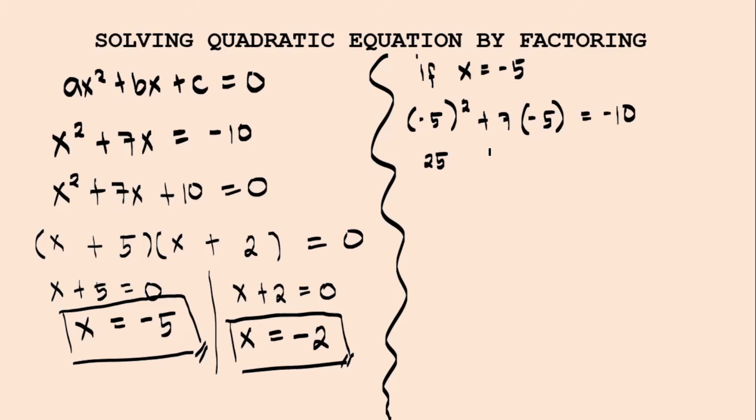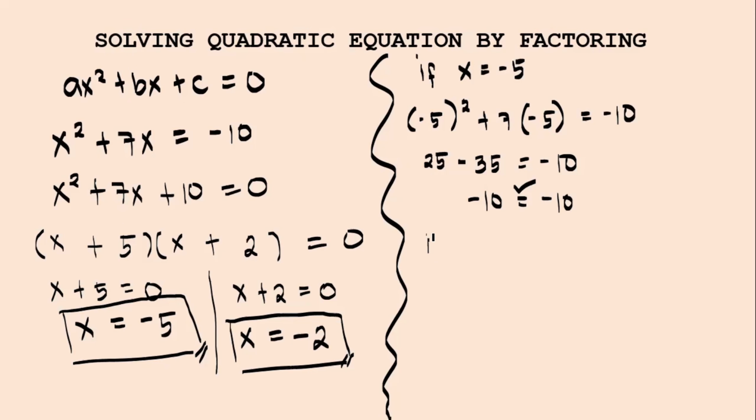So always remember that. And next, positive 7 multiplied by negative 5. So that is negative 35 is equal to negative 10. 25 minus 35, that is negative 10, is equal to negative 10. And nag-equal, ibig sabihin, this x is equal to negative 5 is one of the roots or one of the solutions for this given equation.